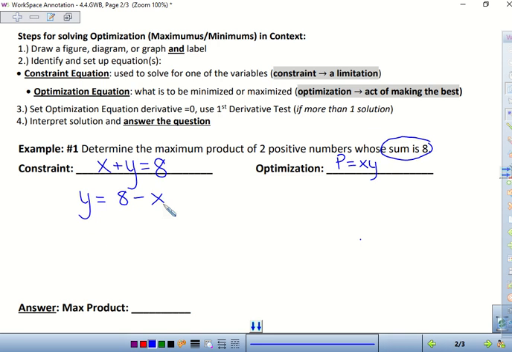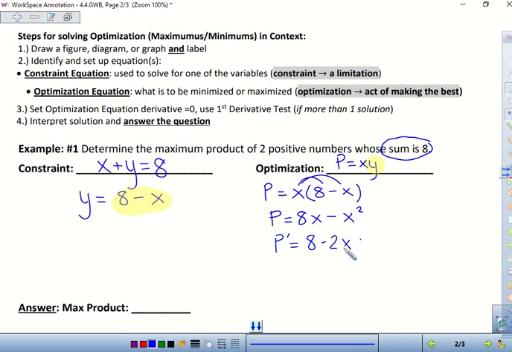Okay. So step 2 is to then take whatever you solved for and plug it into the other equation. So y is equal to 8 minus x. So it's going to be p equals x times 8 minus x. Okay? Everybody see what I did there? I just plugged it in. Now we're going to distribute. We get p equals 8x minus x squared. Okay? Your goal is to then take the derivative of this. What's the derivative of this? 8 minus 2x, and then your goal is to then set the derivative equal to 0.